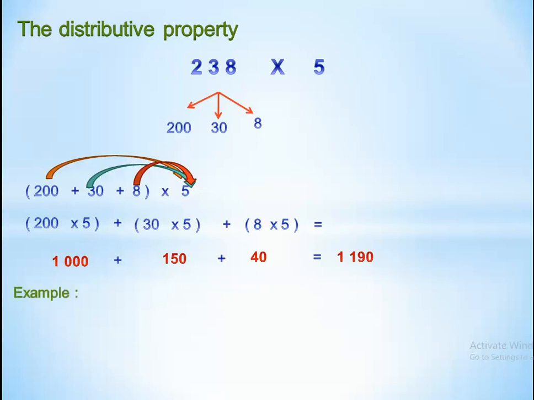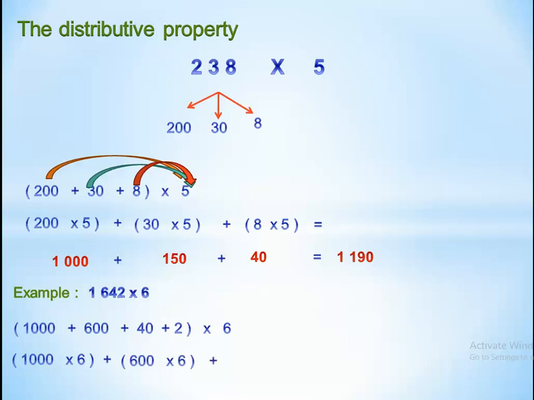Okay, example: 1642 times 6. Let's decompose first. It will be 1000 plus 600 plus 40 plus 2 times 6. 1000 times 6 plus 600 times 6 plus 40 times 6 plus 2 times 6. 1000 times 6 equals 6000. 600 times 6 equals 3600. 40 times 6 equals 240. 2 times 6 equals 12. So the answer will be 9852.